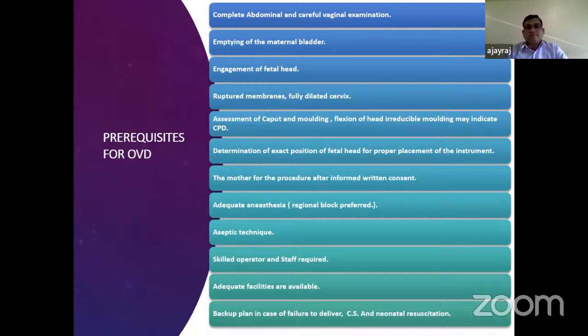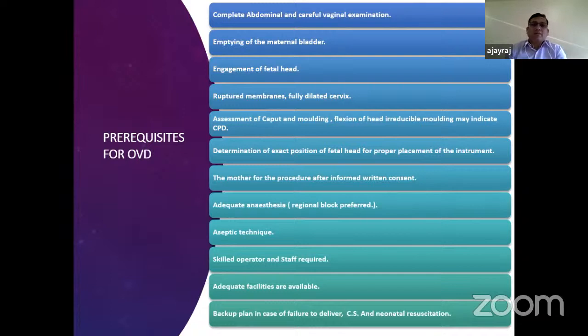Aseptic technique should be obtained because we are going to perform these vaginal operations for quite a longer time than the other normal delivery procedures. So aseptic technique should be maintained. There are emergencies in obstetrics where we apply operative vaginal delivery. So we have to maintain strict asepsis.